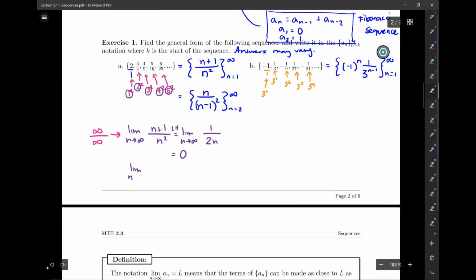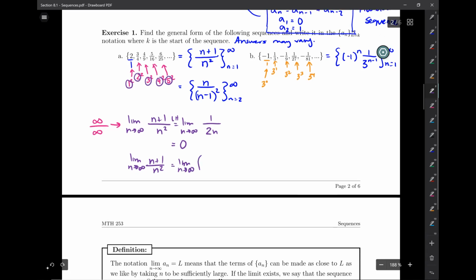Another way you could do this one, in a more algebraic way instead of L'Hopital's rule, is thinking of it as splitting up that fraction into 2 fractions: n over n squared, which is 1 over n, plus 1 over n squared. And notice that in both of these cases, as n approaches infinity, 1 over n will get smaller and smaller, and so will 1 over n squared, and I get a limit of 0. So either way you look at it, this sequence converges. We had done so many diverging ones.